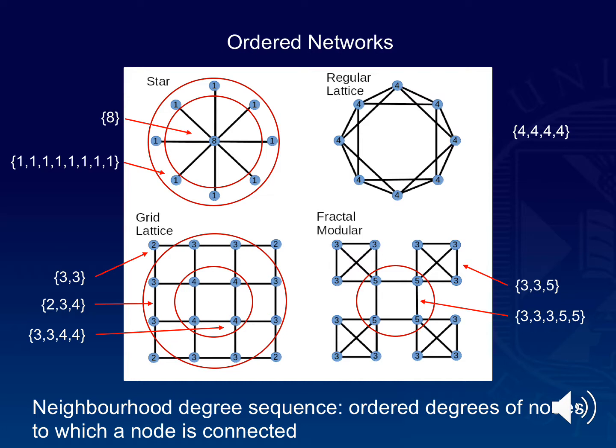In the grid lattice, we have corner nodes of degree 2, and they connect to 2 nodes of degree 3, so 3, 3. So we see very homogeneous neighborhood degree sequences for nodes of the same degree. And this is what I thought, okay, we can characterize this by looking at the variance of these sequences.